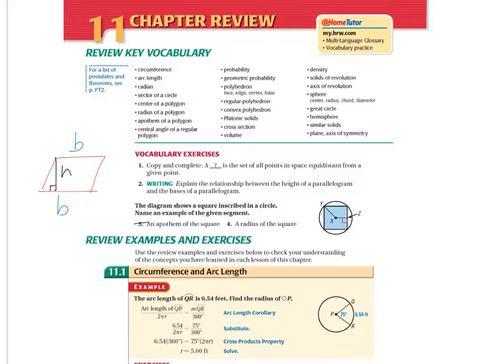Number 3, the apothem of this square was xz. Number 4, the radius of this square was xy.